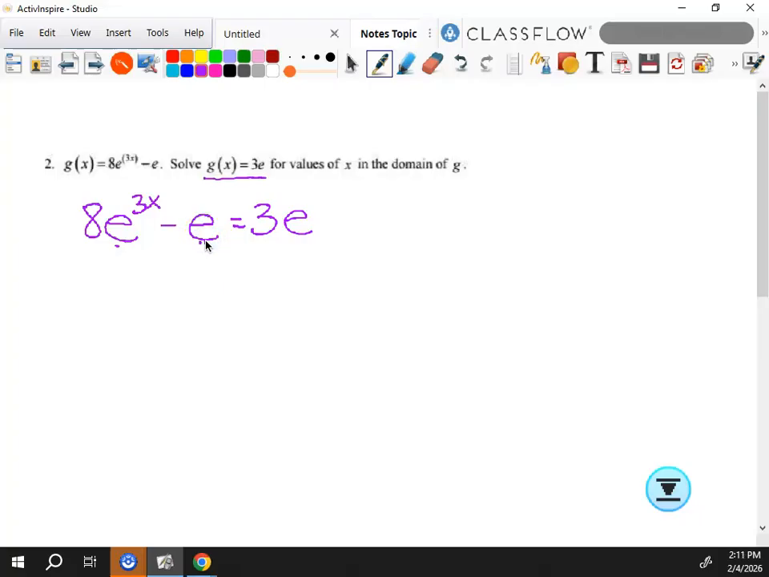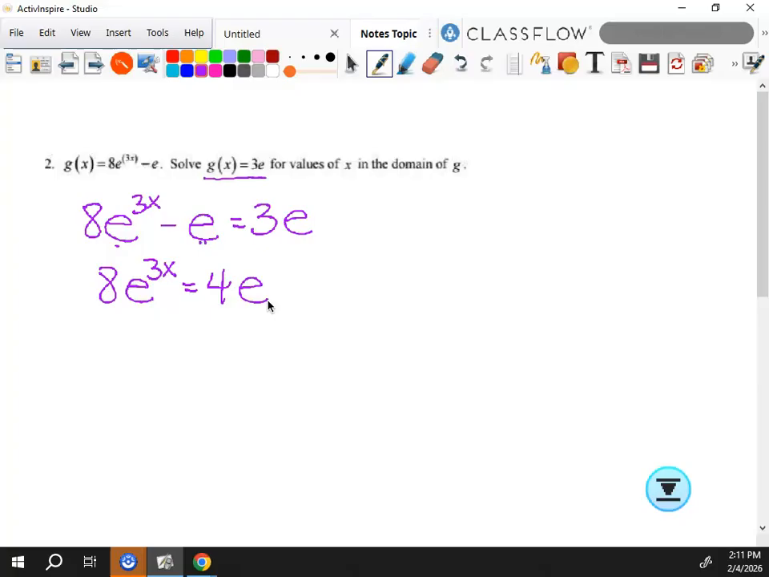And I'm not going to do anything weird. All I'm going to do is add it over there, because that's a basic algebra concept, right? Yeah. So this is going to leave me with 8e to the 3x equals 4e. Now can I take the natural log of both sides? No. There's just the 8 and the 4.